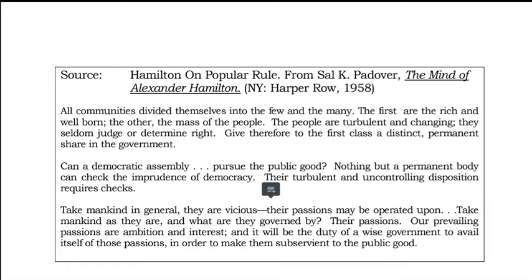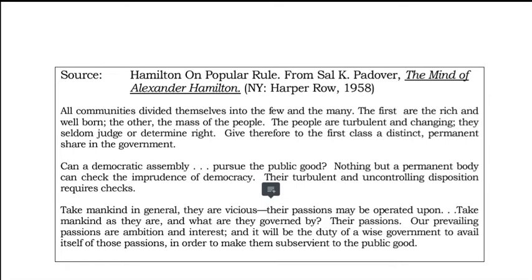As communities divided themselves into the few and the many, the first are the rich and well-born, the other are the masses of the people. The people are turbulent and changing. They are seldom judged and determined right. Give, therefore, the first class the distinct and permanent share of government. Can a democratic assembly pursue the public good? Nothing but a permanent body can check the imprudence of democracy. Their turbulent and uncontrolling disposition requires checks.